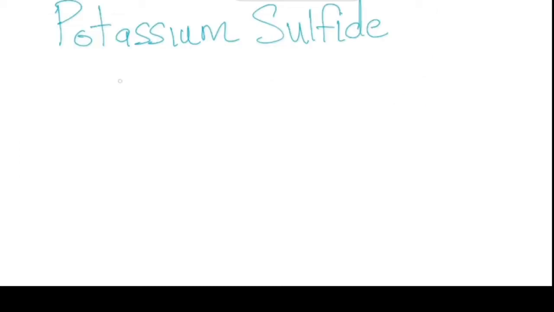As a last example, I will be looking at potassium sulfide. Potassium is an element from group 1, right? So the formula of potassium ion would be K+. Sulfur is an element from group 6, right? So the formula of sulfide ion will be S2-. So potassium is having a charge of +1, sulfide it's -2.